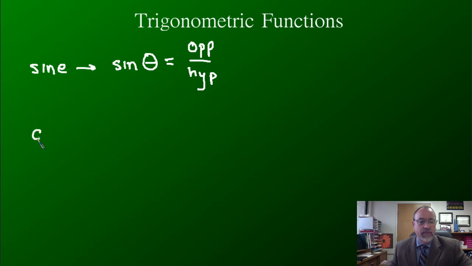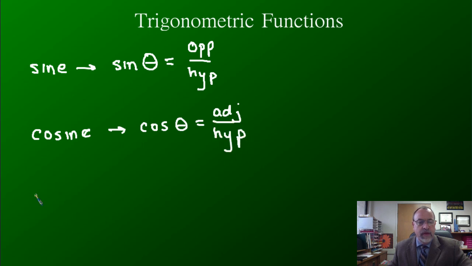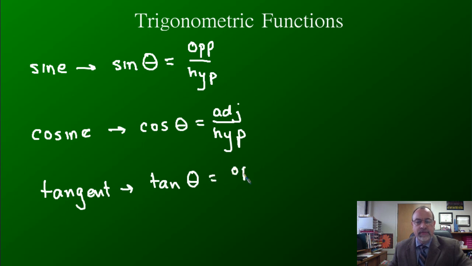And then you remember we had the cosine ratio, so the cosine function. So again, we have the cosine of some angle is the adjacent over the hypotenuse. And then we have the tangent ratio, and we abbreviate that tan. And again, theta, a variable, and that is the opposite side over the adjacent. So hopefully you remember those.